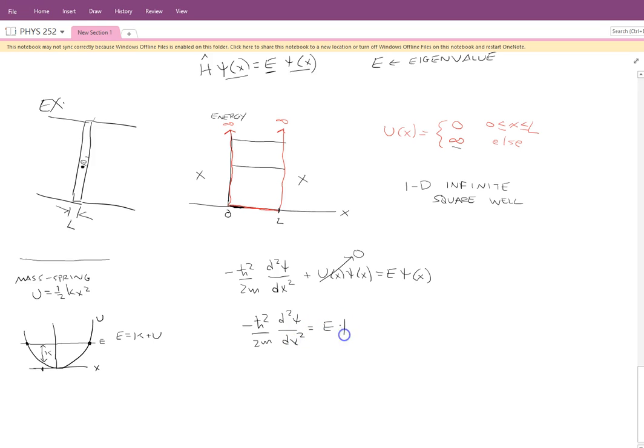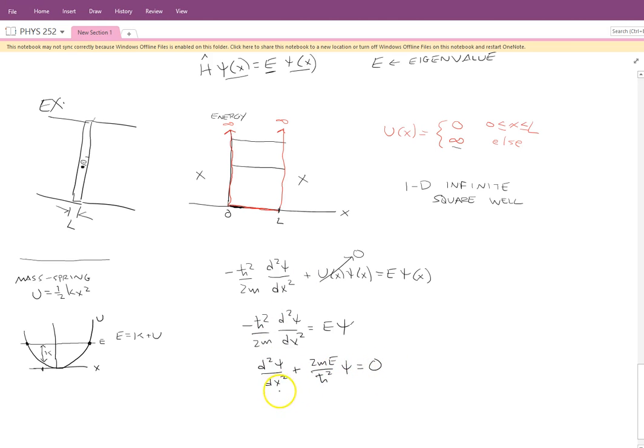Equals E times psi. All right? Now I can rearrange this to get into more sort of traditional differential equation form. I could write it like this. Plus 2mE over h bar squared psi equals 0. Now this is just a collection of constants multiplying psi, right? Okay, so do we know the solutions to this?